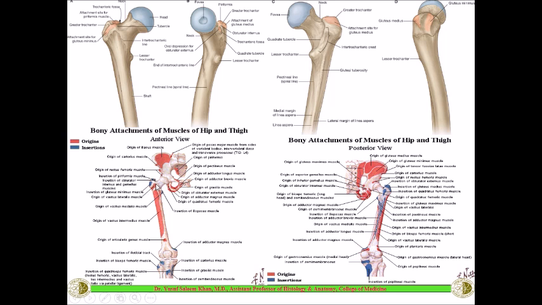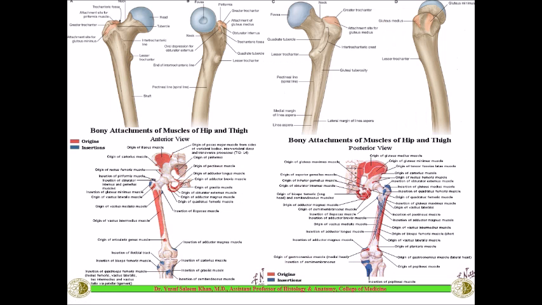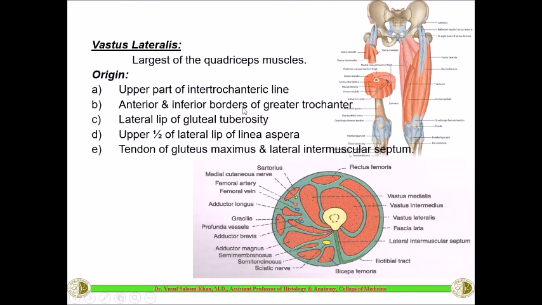So it takes origin from a part of the upper part of the intertrochanteric line, then also the anterior and inferior borders of the greater trochanter. Where is the anterior and inferior border of the greater trochanter? So this is the greater trochanter here. Just below that will be the anterior, because this is the anterior view. Below the greater trochanter is the inferior. So here you can see the anterior and inferior borders of the greater trochanter.